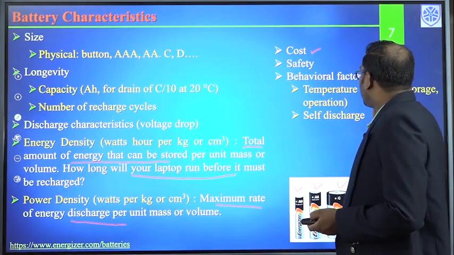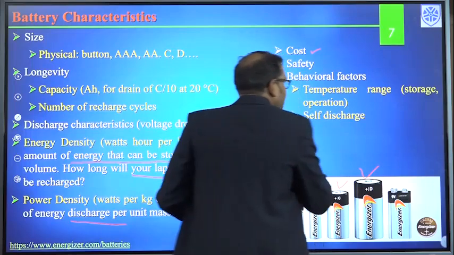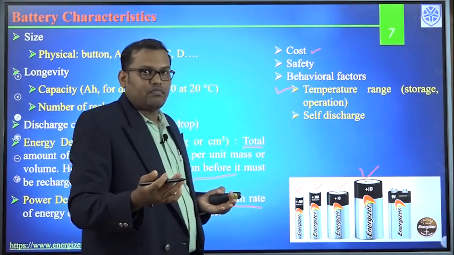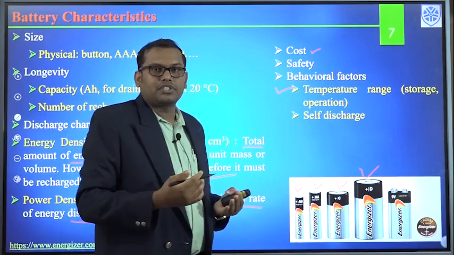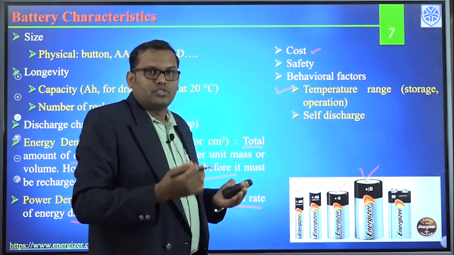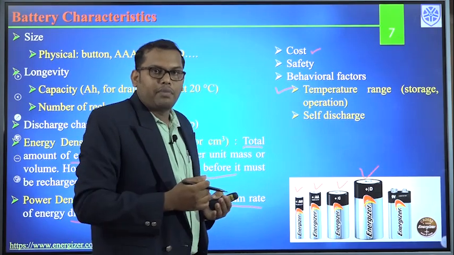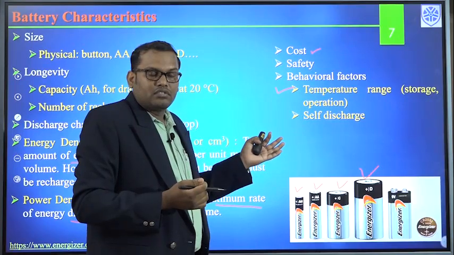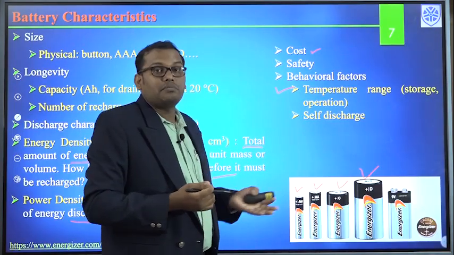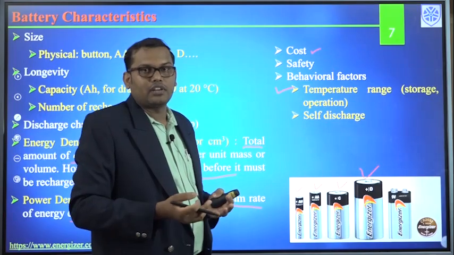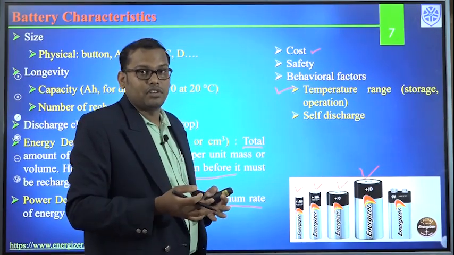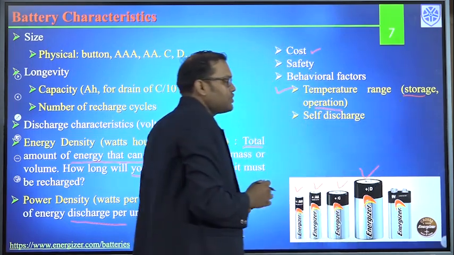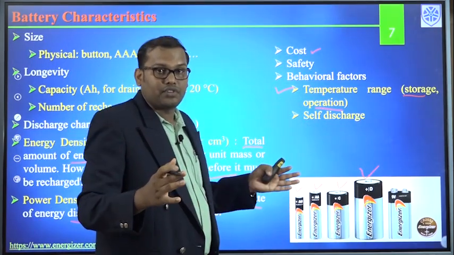Then behavioral factors like temperature range. Temperature range is nothing but the temperature at which you can store the battery. For example, here the temperature is around 35 to 40. If you are carrying the same battery to a place where the temperature is around -10, will the battery work or not? Again that depends on the material you are using, what electrolyte you have, and that material should be stable. That is the storage and operation. It should have a very broad temperature range.